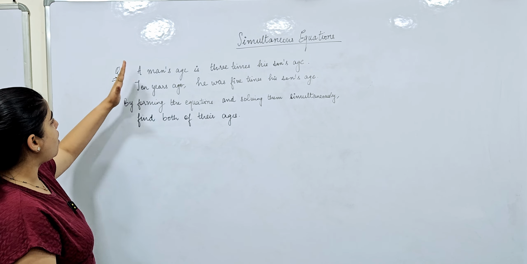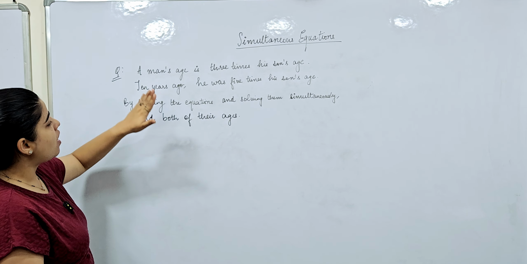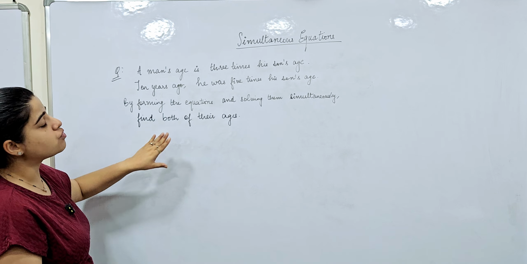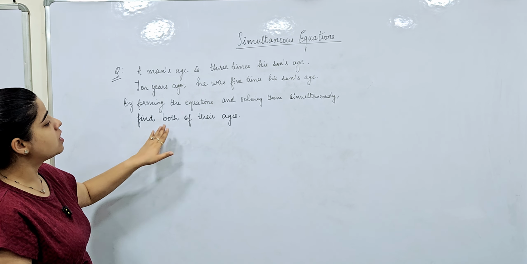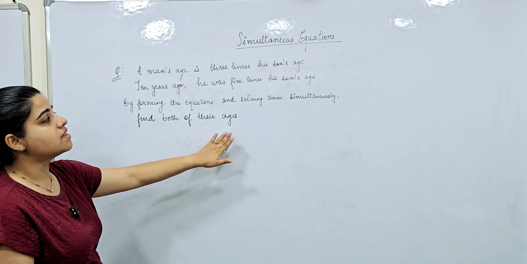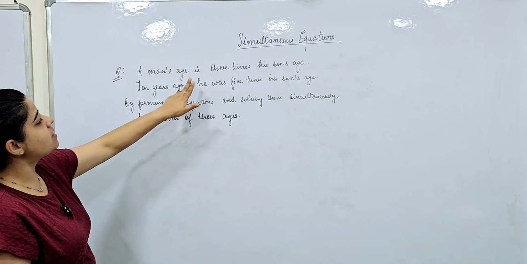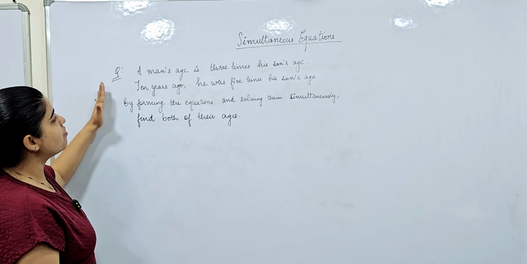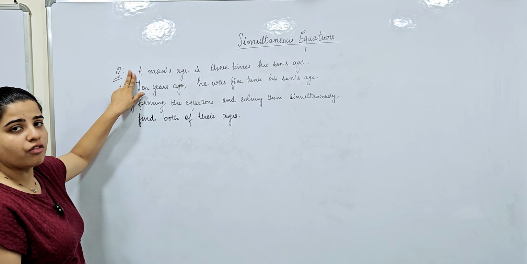Okay, so you have a little bit of information in the question, and you have to form the equations from this information, and you have to solve them simultaneously to find out the ages of the man and the son. So let's read the first line of the question. A man's age is 3 times his son's age. Okay, we don't have the ages of the man and the son, we just have this information.